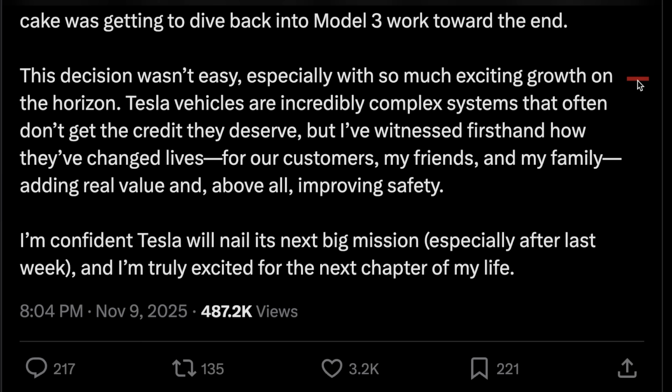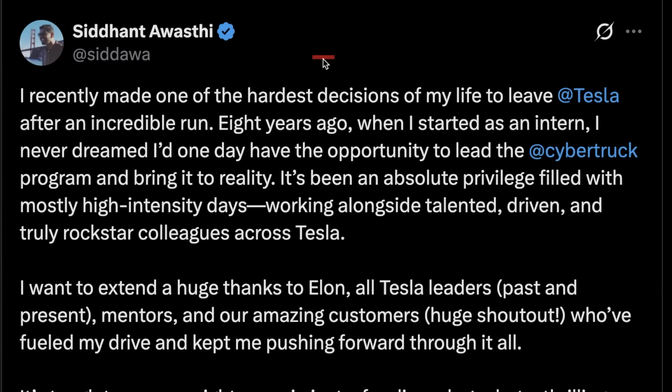This decision was not easy, especially with so much exciting growth on the horizon. Tesla vehicles are incredibly complex systems that often don't get the credit they deserve, but I've witnessed firsthand how they've changed lives for our customers, my friends, and my family, adding real value and, above all, improving safety. I'm confident Tesla will nail its next big mission, especially after last week, and I'm truly excited for the next chapter of my life.